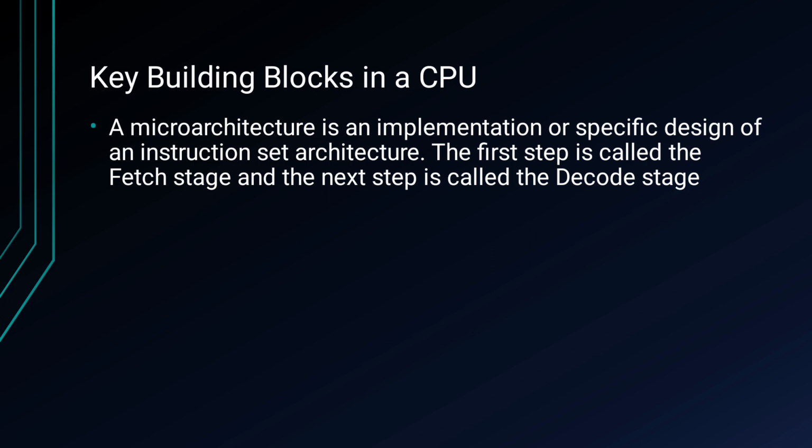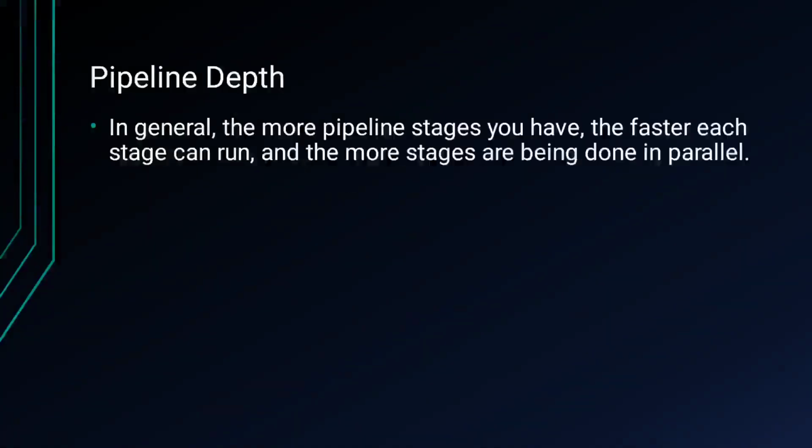Key building blocks in a CPU. A microarchitecture is an implementation or specific design of an instruction set architecture. The first step is called the fetch stage and the second is the decode stage. The pipeline depth: in general, the more pipeline stages you have, the faster each stage can run, and the more stages are being done in parallel.